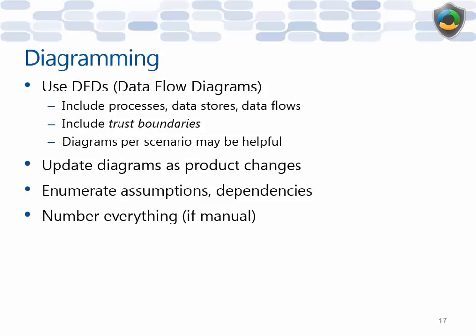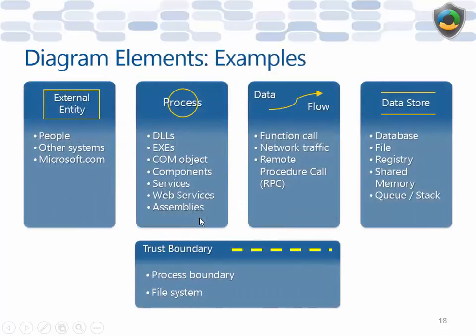Then you go in and you start drawing more detailed DFDs, or data flow diagrams. As mentioned there, you include all of the symbols, including processes, data stores, external entities, data flows, trust boundaries, etc. You should update the diagram as your product changes. This is another documentation tool. Any assumptions you're making, any dependencies you're making, they should be put out there from the start and they should be agreed upon. Ideally, if you're doing this manually, you'll want to number everything. If you use the Microsoft tool, it's much harder to do.